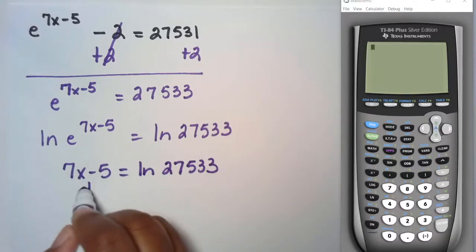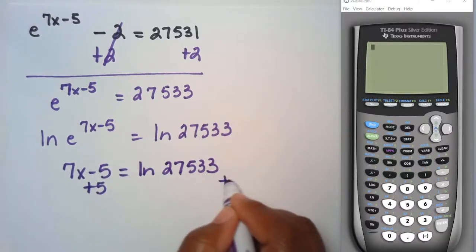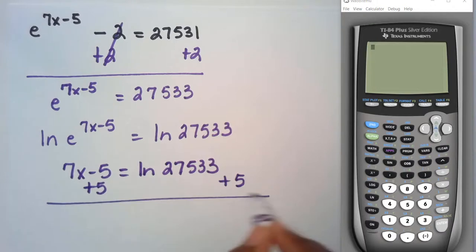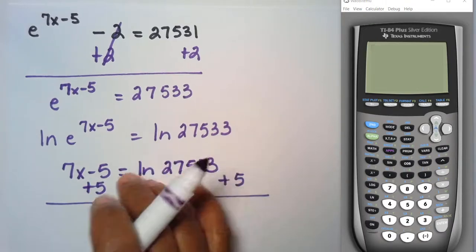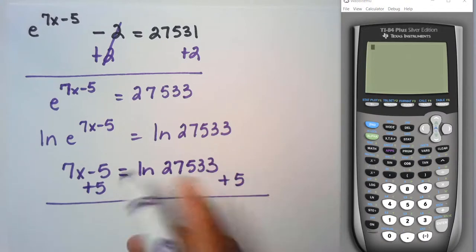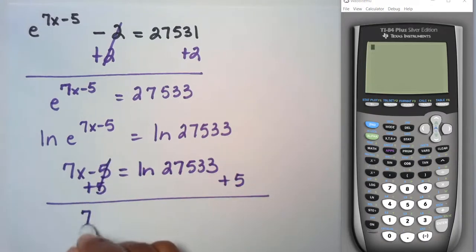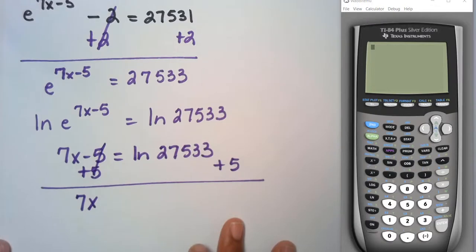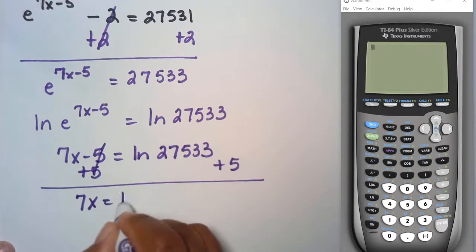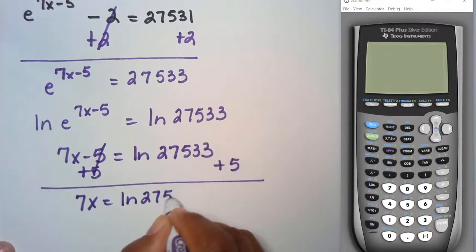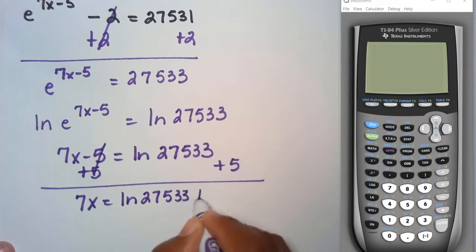So we're going to add 5 to each side. Now keep in mind, 5 and the natural log, those are not the same. They are different. One is the natural log, one is a constant term. So we have 7x is equal to ln of 27,533 plus 5.